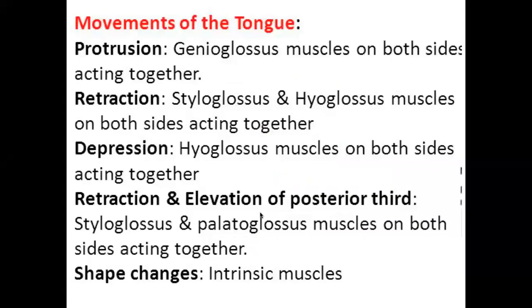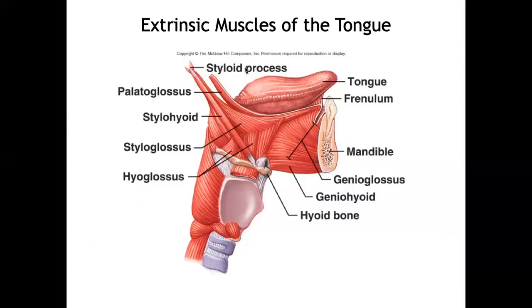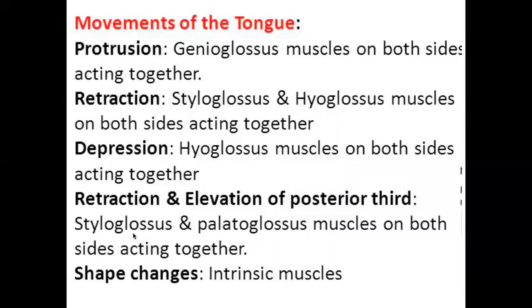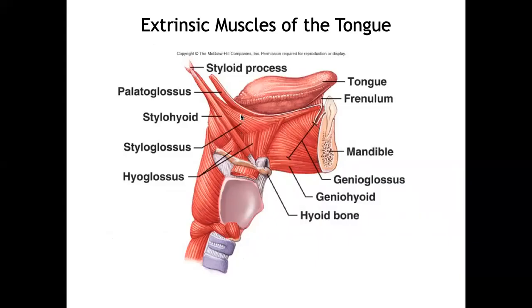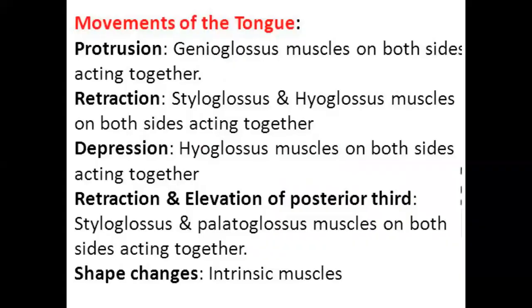Next is retraction or elevation of the posterior 1/3. Retraction doesn't happen alone. Usually it happens along with elevation of the posterior 1/3, which means this portion of the tongue becomes elevated compared to the anterior portion. This is happening by styloglossus and palatoglossus muscles, both sides acting together. This is the palatoglossus. When both sides contract together, there is elevation of the posterior 1/3 of the tongue along with pulling back the tongue. That is called retraction of the tongue.